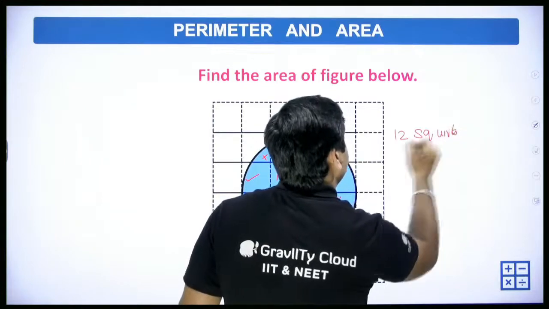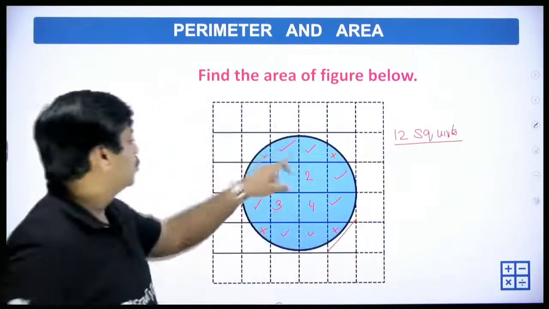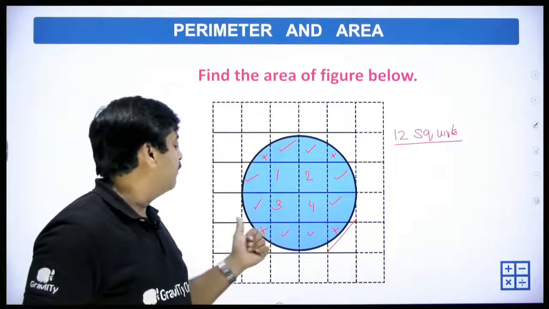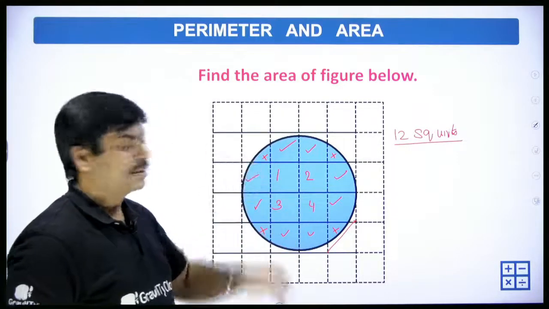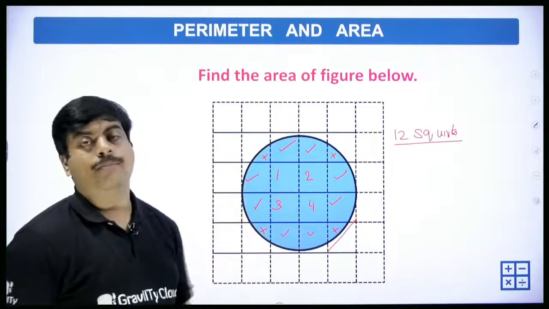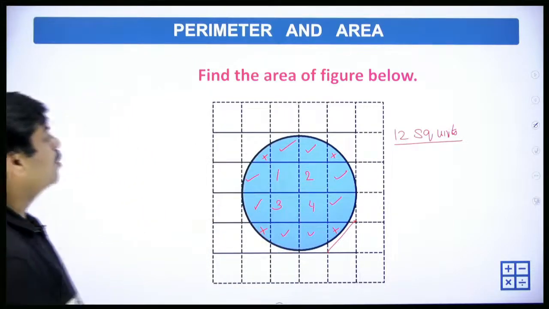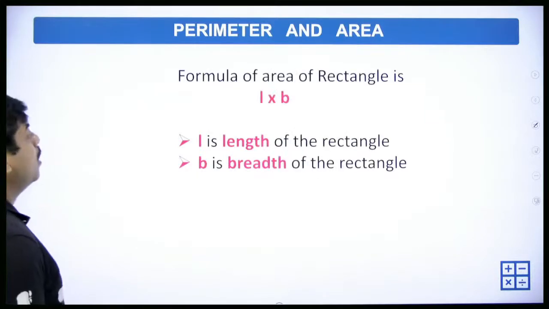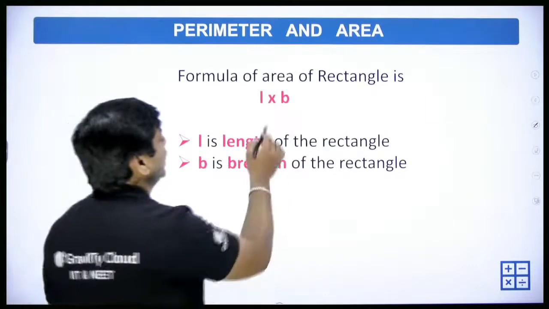Let me check that again. 1, 2, 3, 4, 5, 6, 7, 8, 9, 10, 11, 12. Right? So that's it. Yes. So the rest of the things which are very less than half will not be included. Okay, the next one. The formula for finding the area of a rectangle.